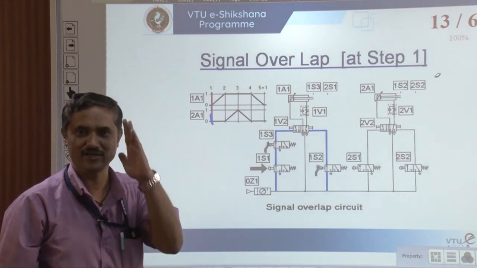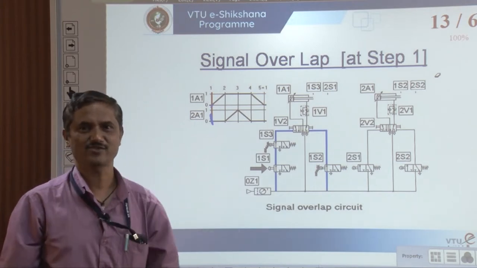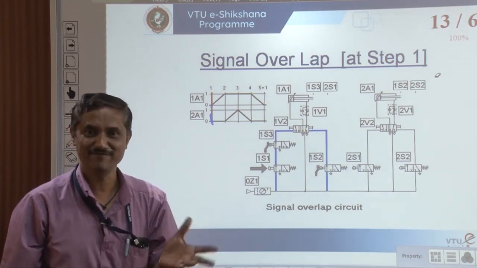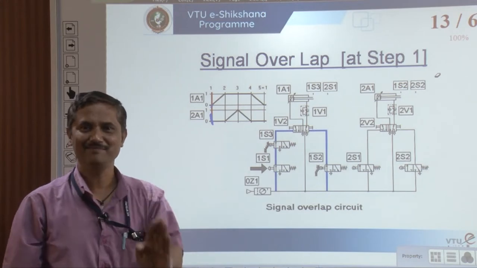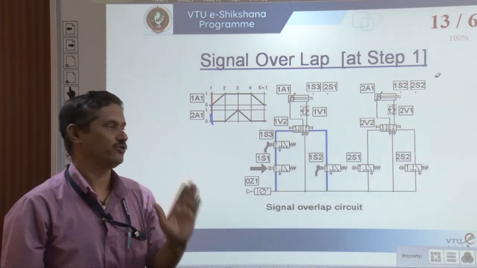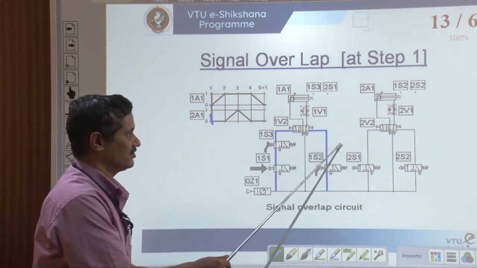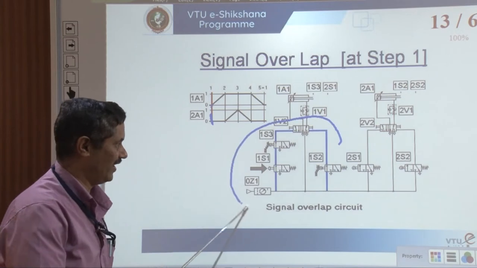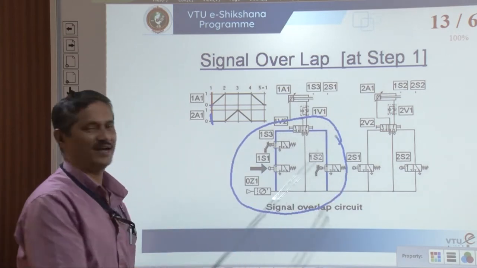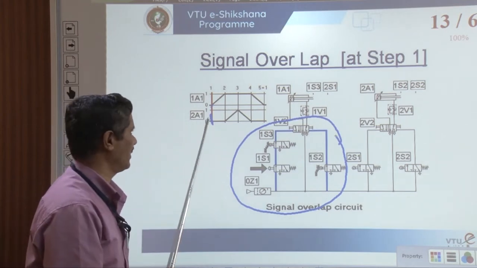So a question will come to his mind. This signal is also coming and this signal is also coming, so it gets confused and stops. There can be a possibility of a problem due to this condition. This we call a signal overlapping.